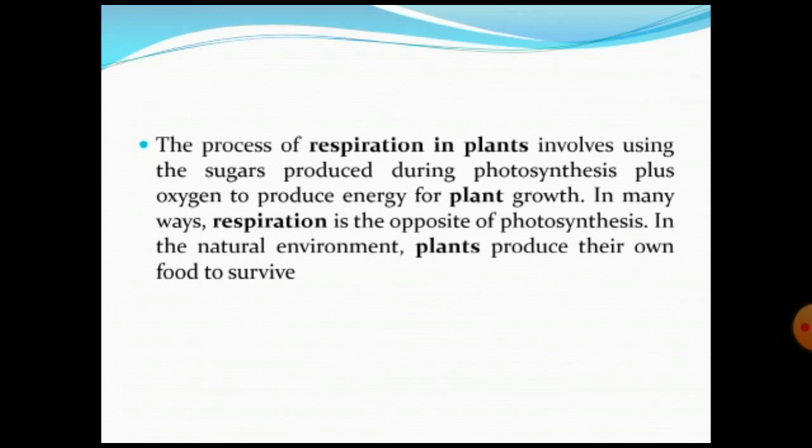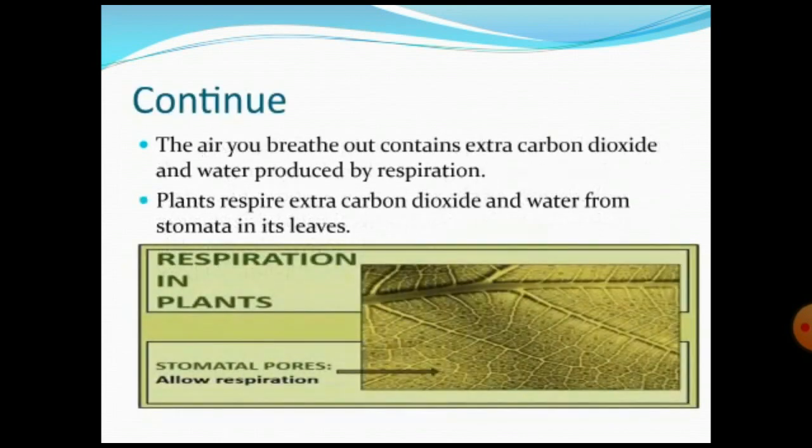In the natural environment, plants produce their own food to survive. Plants are producers. They produce their own food by the process of photosynthesis. And in the process of respiration, they give energy. The air you breathe out, we are talking about the animals, contains extra carbon dioxide and water produced by respiration. So carbon dioxide and water are released in the process of breathing in animals.